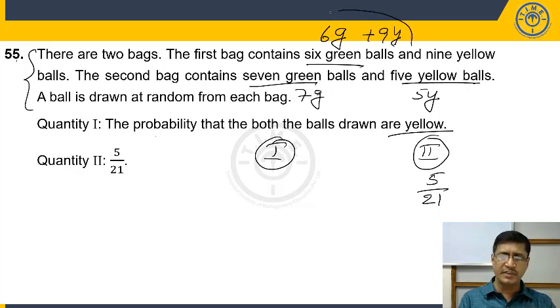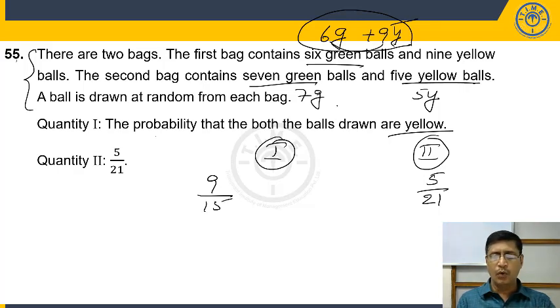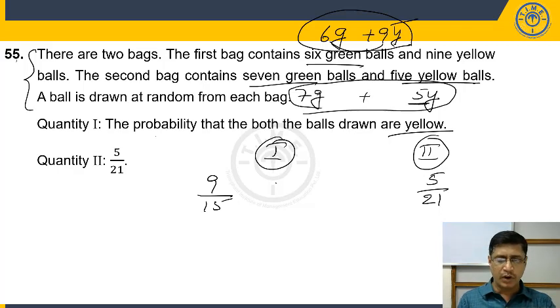Yellow means, if you observe the first pack, how many yellow balls are there? 9. So 9. What is the total number of balls? 9 plus 6, it is 15. What about the second bag? Now in the second bag, how many yellow balls are there? 5. So what about the total number of balls? 7 plus 5, it is 12.